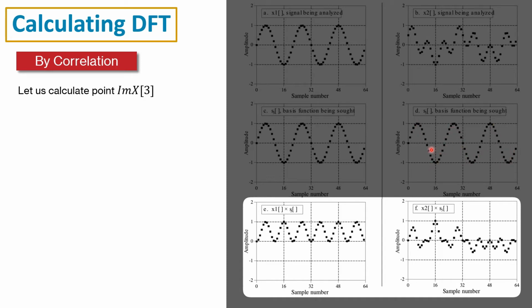A signal that has 3 cycles in 64 points, or a signal with frequency 3, was not used in order to make up this signal. Therefore, there is no correlation between S3, the sine wave of frequency 3, and the X2 example signal. So some of these points will sum to 0, and some will sum to a positive number, 32. Okay, so this is how we find out.